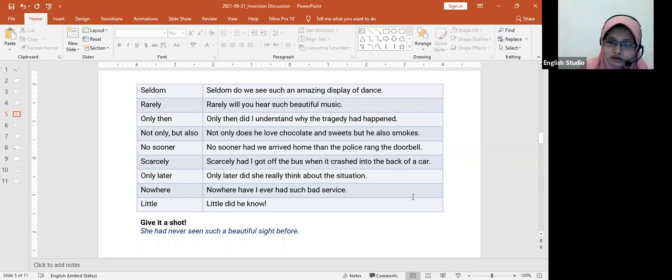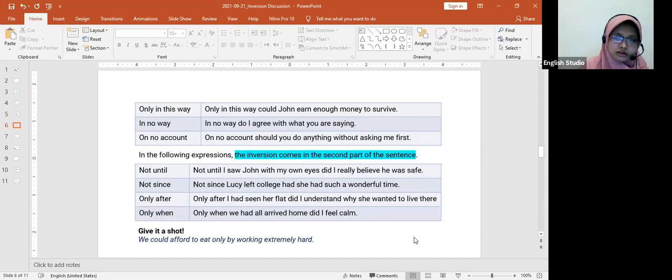Okay, good. So, selain itu juga ya, ada juga ini only in this way ya. This is also quite rare ya. For the example of inversion, only in this way could John earn enough money to survive ya. In a way, this is also interesting because when I learn about the material, this is the first time I see on an account ya. In a way, and no account, yeah.